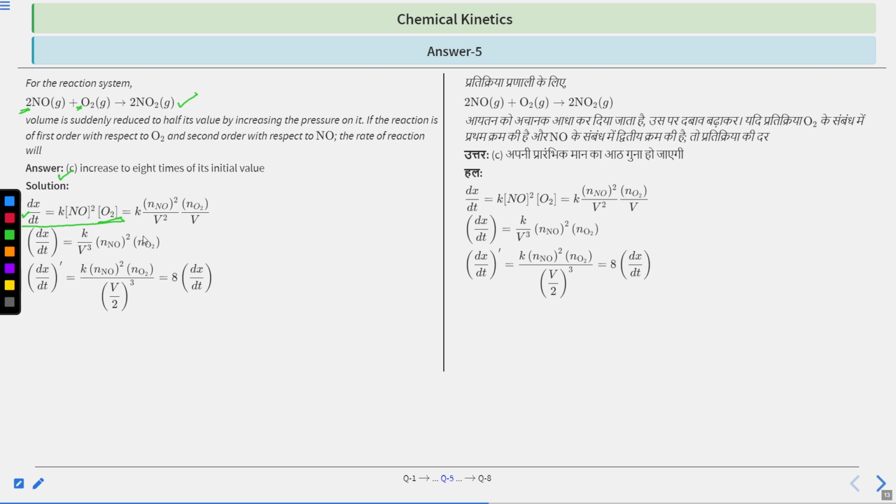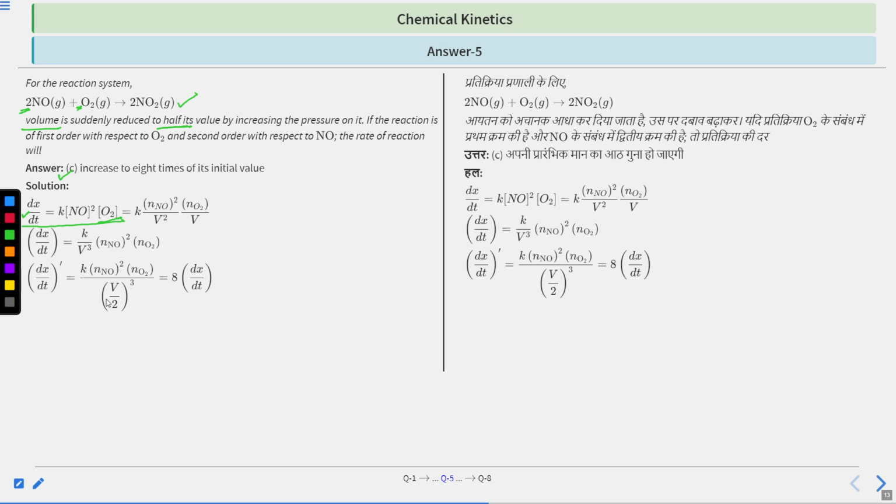Now, what is said in the question is that we have to find out the new rate for which we reduced the volume to half of its initial value. So V will become V by 2. So dx by dt prime, the new rate, is equal to K of number of moles of NO whole square, number of moles of O2 divided by V, which will become V by 2, so V by 2 whole cube. Right? 2 to the power 3. 2 cube will be 8.